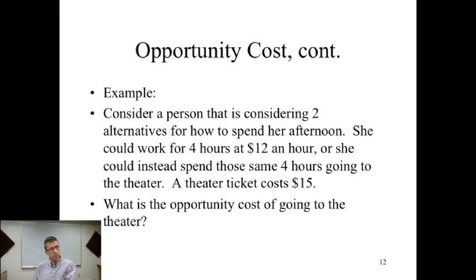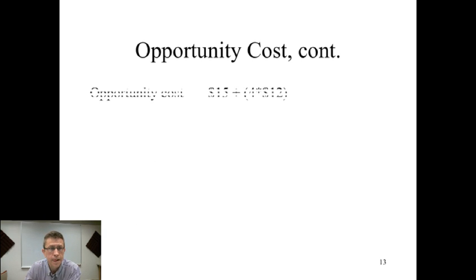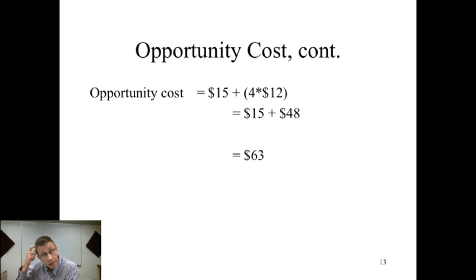Okay, I hope you've paused it. Hope you've tried to work this out. Right? The opportunity cost, well, there's 2 things. One, you're giving up the 4 hours of work at $12 an hour, and you have to pay for the ticket. Both of those should factor in. And in this case, the opportunity cost is $63. You're giving up $48 in lost wages. You're giving up $15 in pay for the ticket. Opportunity cost is $63 to go to the theater.